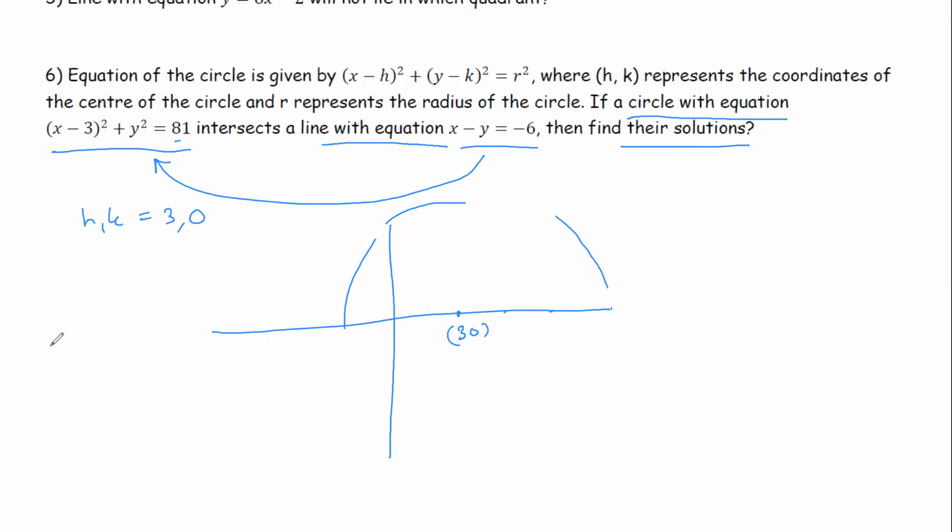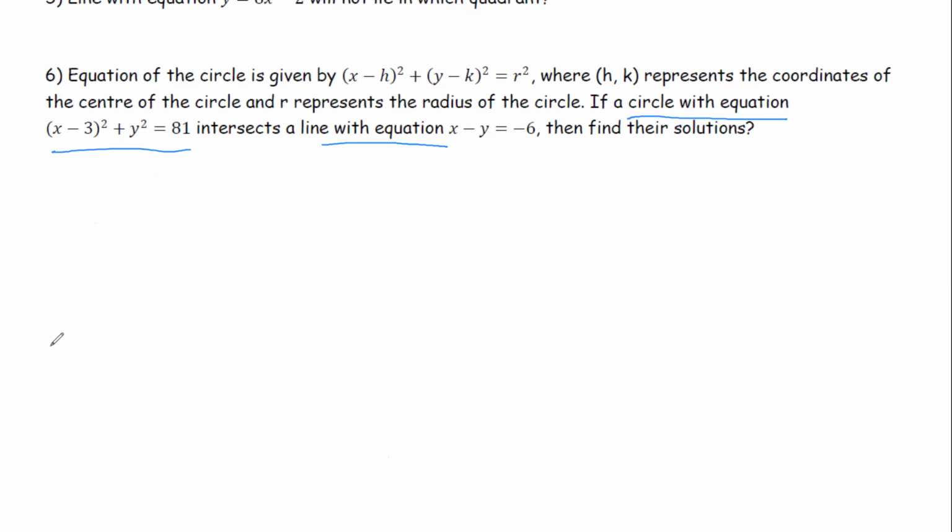So now we simply use algebra to get to the answer. Y is x plus 6. Substitute that in here. So x squared minus 6x plus 9 plus y squared, I'm writing as x plus 6, the whole thing squared, is equal to 81.